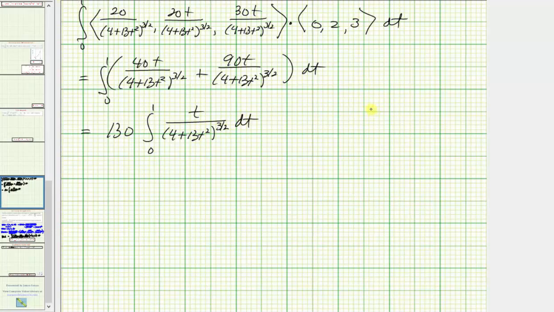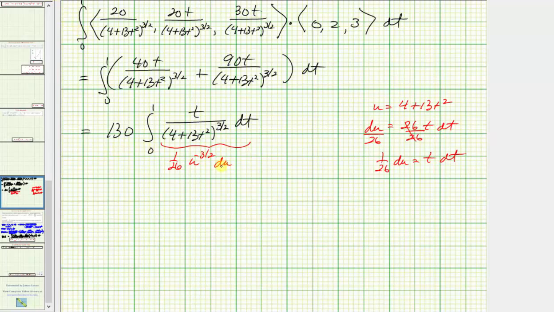And now we'll perform u substitution where we let u be equal to 4 plus 13t squared, and therefore du is equal to 26t dt. Let's divide both sides by 26. We have 1/26 du equals t dt. So in terms of u, we can think of all of this as, again, t dt is equal to 1/26 du, and this should be 1 over u to the 3/2, or u to the negative 3/2.